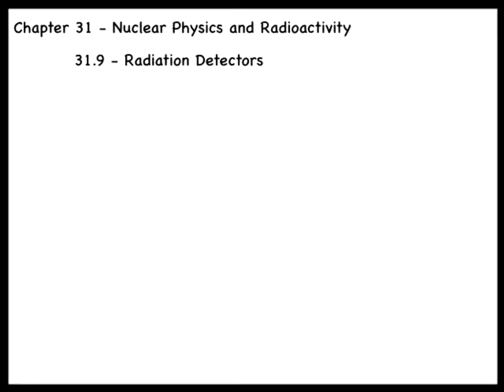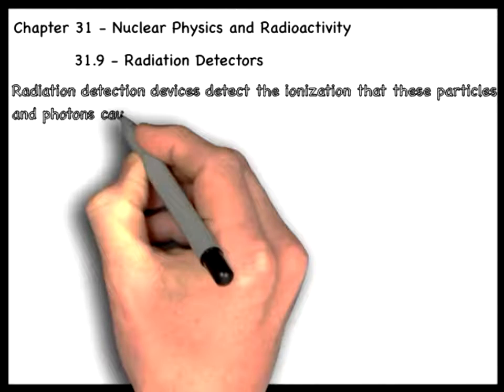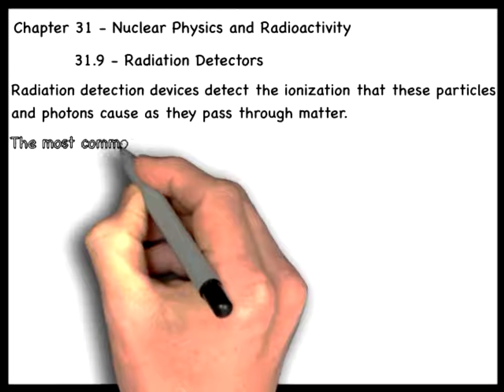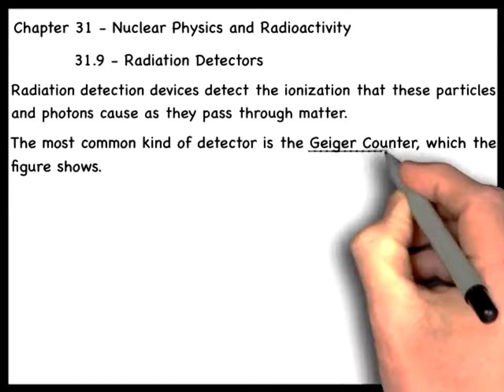There are a number of devices that can be used to detect the particles and gamma rays emitted when a radioactive nucleus decays. Such devices detect the ionization that these particles and photons cause as they pass through matter. The most common kind of detector is the Geiger counter, which the figure shows.